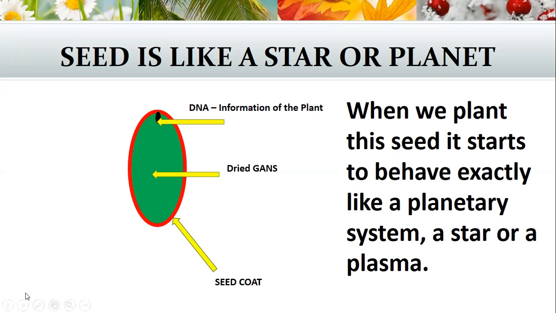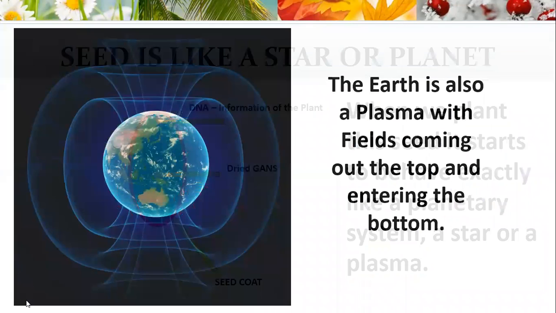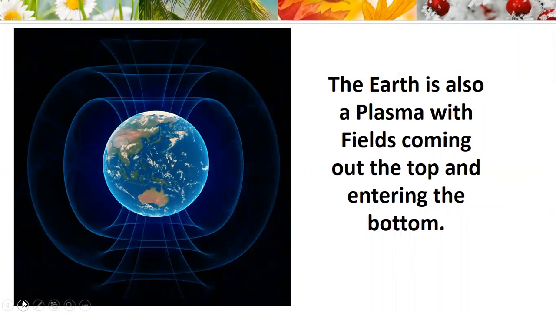The point that we're going to make across today is really looking at the seed from an entirely different perspective. So the seed is like a star or a planet, because when we plant the seed, it starts to behave exactly like a planetary system, a star, or a plasma. When I watched this workshop, I was quite intrigued at the beginning as to how one can relate it to that. But it's amazing when you start looking at the details. We know that the Earth is also a plasma with fields coming out of the top and entering from the bottom.